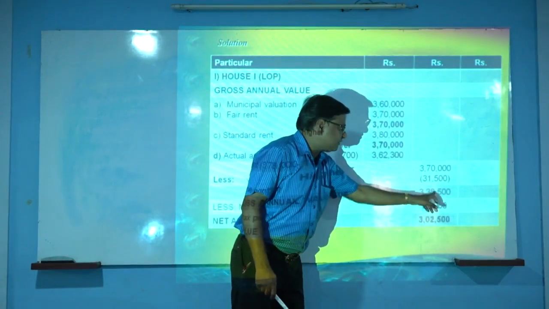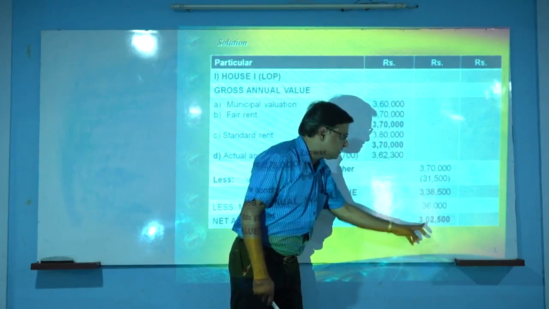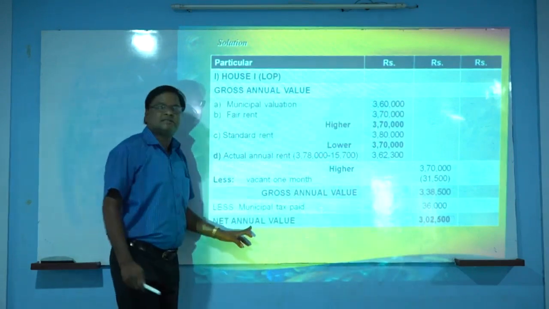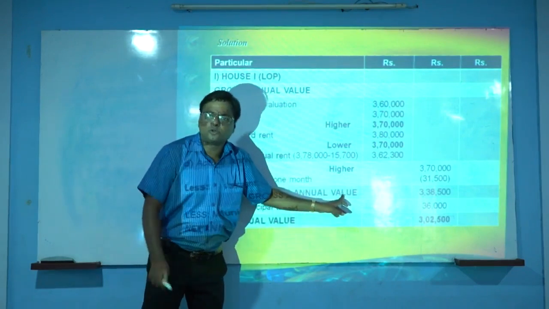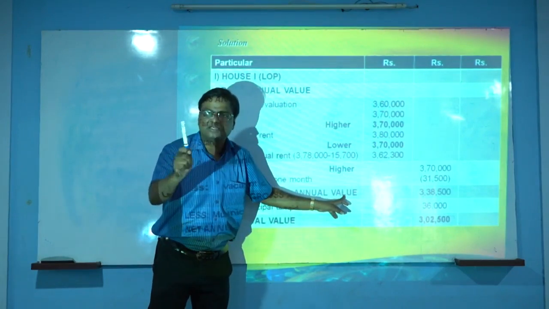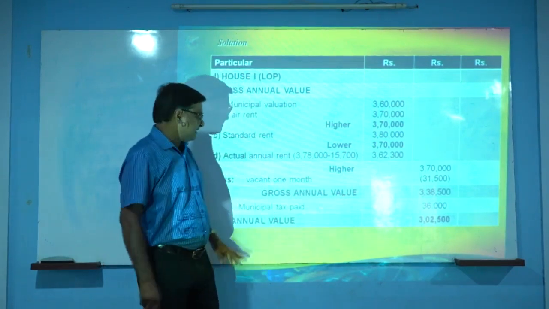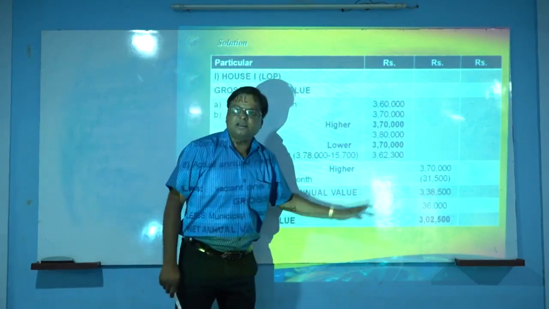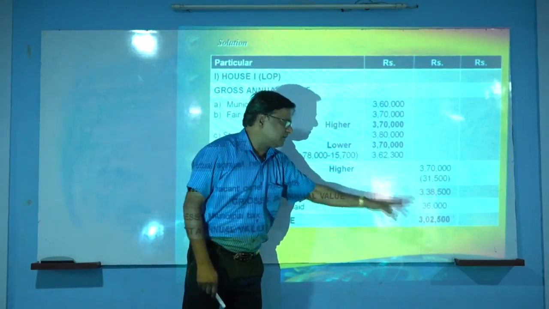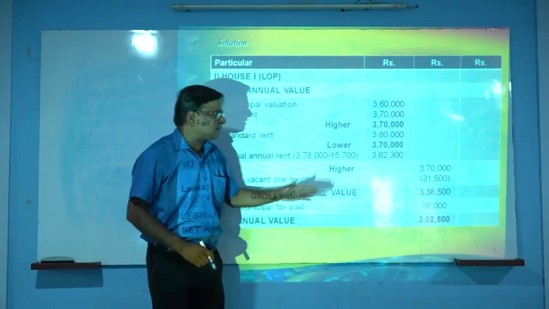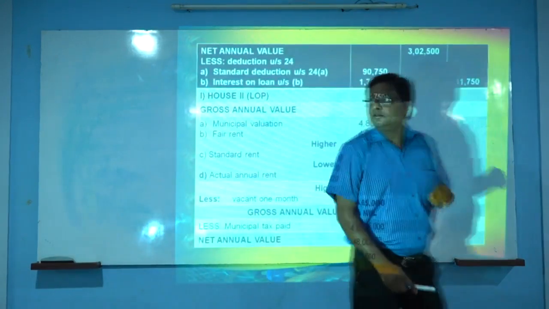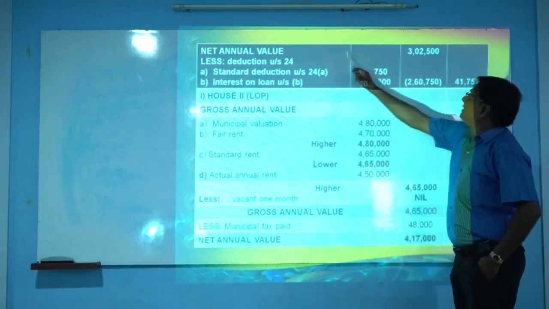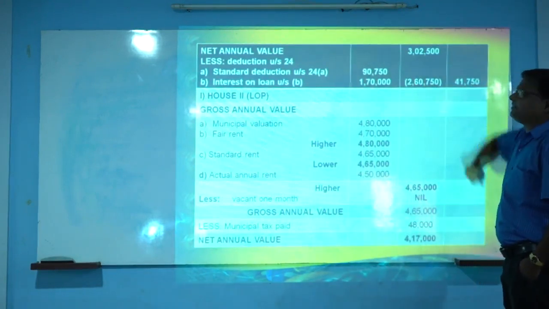Then gross annual value minus 36,000, the balance that remains is called the net annual value. राहणारी रक्कम gross annual value मधून municipal tax paid वजा केल्यानंतर जी रक्कम राहते त्याला net annual value म्हणतात. The net annual value of this property is 3,02,500. Next slide. Here the net annual value is 3,02,500.